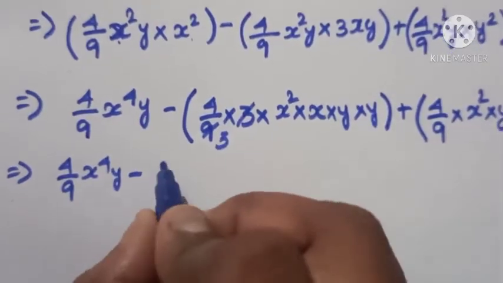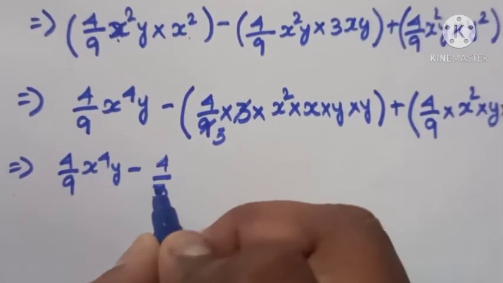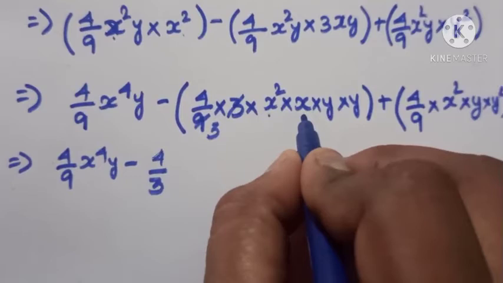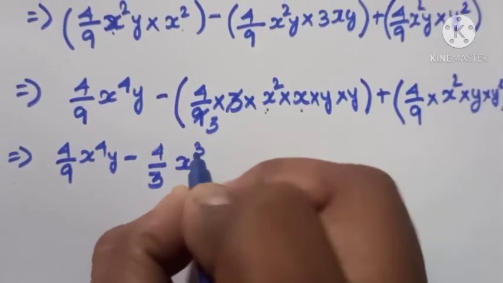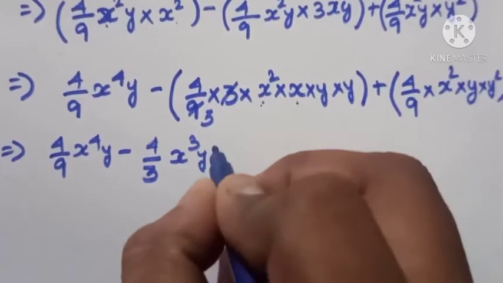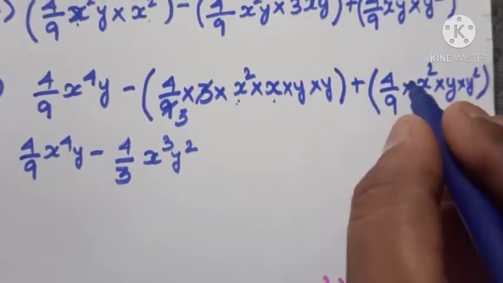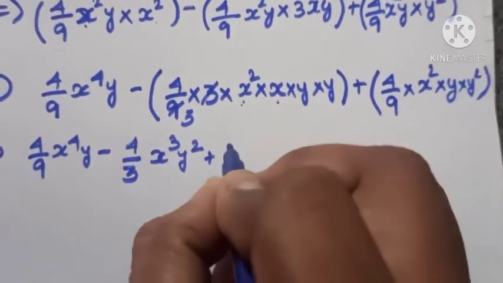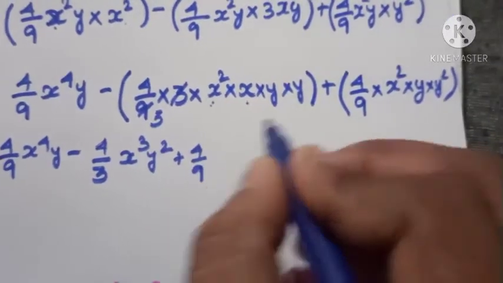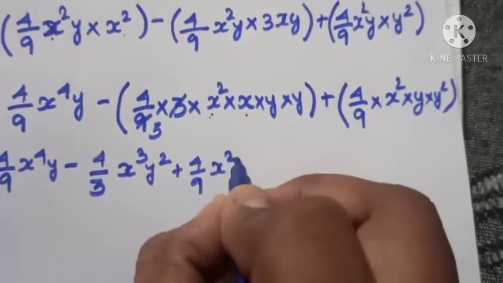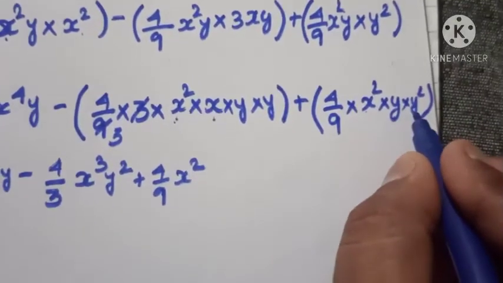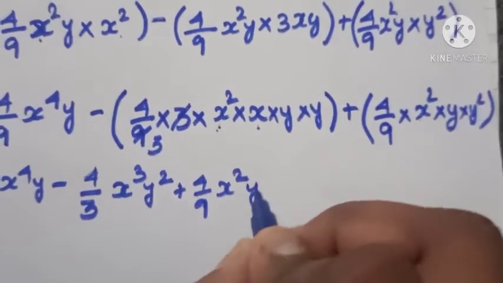So the number is 4 by 3, we got it. We get x to the power 3 and y to the power 2. And here 4 by 9 we can't do anything, so we keep 4 by 9 the same. x to the power 2 and y to the power 3, because y into y to the power 2 gives y to the power 3.